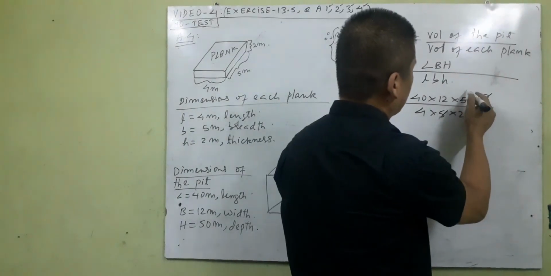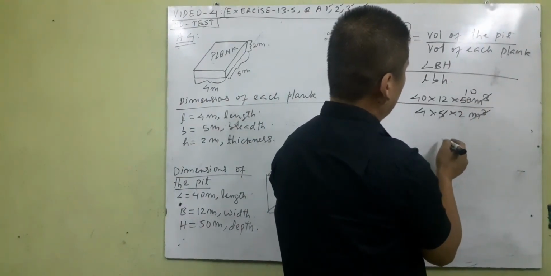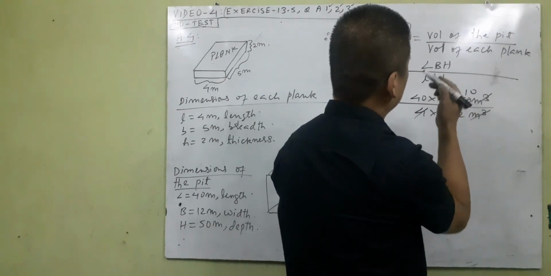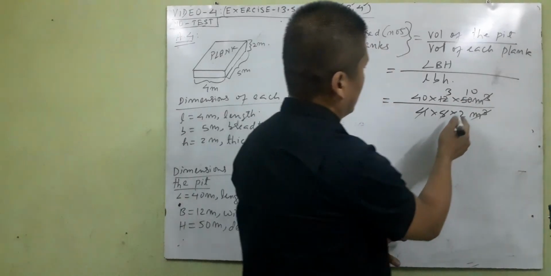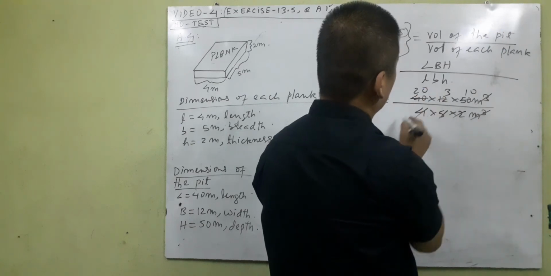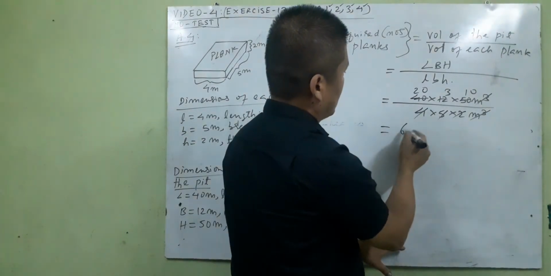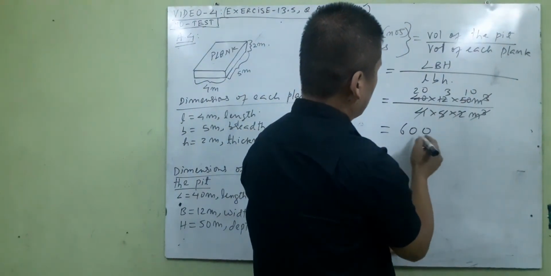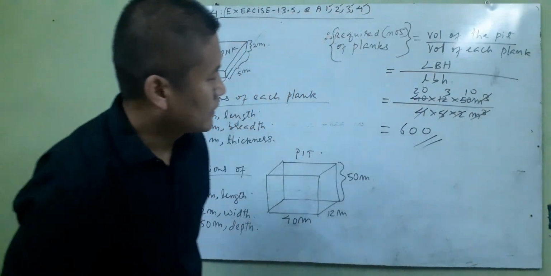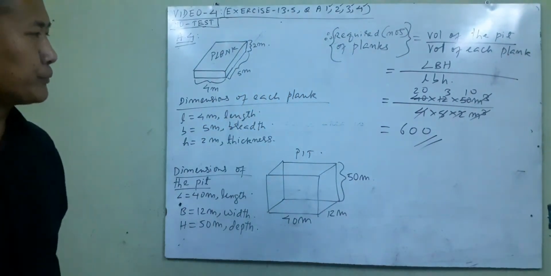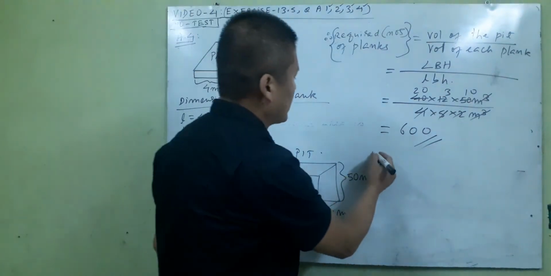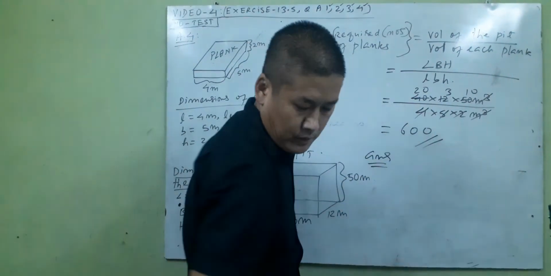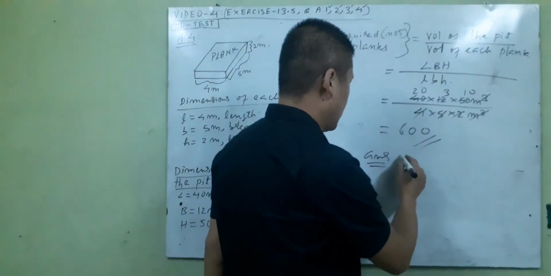Maybe we can do 5 tens are 50. Then 4 threes are 12. Then here 2 tens are 20, and 2 threes are 6, and double 0. 600 planks can go inside, right? So that is how you can calculate. Now the answer that matches 600 is in your choices, and A is the answer.